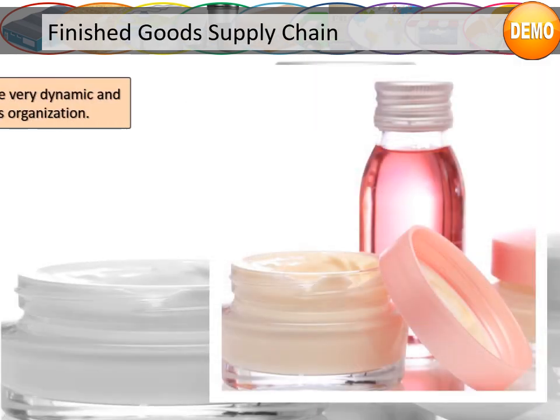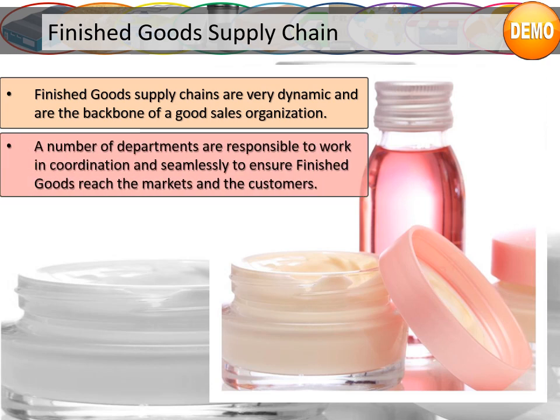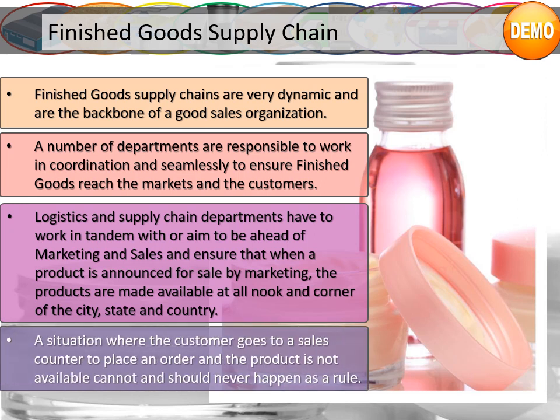Finished goods supply chain. Finished goods supply chains are very dynamic and are the backbone of a good sales organization. A number of departments are responsible to work in coordination and seamlessly to ensure finished goods reach the markets and the customers. Logistics and supply chain departments have to work in tandem with or aim to be ahead of marketing and sales and ensure that when a product is announced for sale by marketing, the products are made available at all nook and corner of the city, state, and country. A situation where the customer goes to a sales counter to place an order and the product is not available cannot and should never happen as a rule.